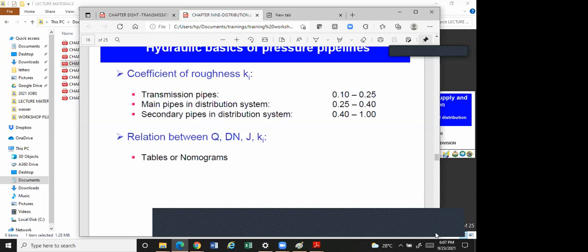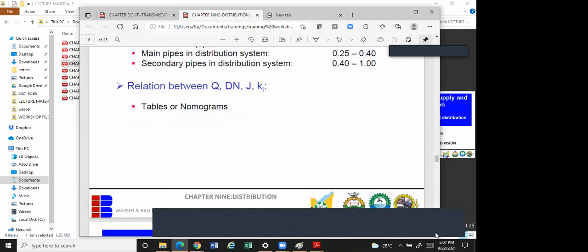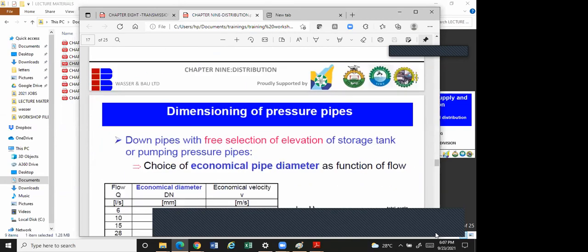So this roughness is also telling you, depending on whether you're using the pipe for transmission, there's a certain roughness that's expected. If you're using it for main distribution, there's a certain roughness that's expected. If you're using it for secondary pipe in your distribution network, there's also a certain roughness that's expected of you. These are just to guide you, and so on and so forth.